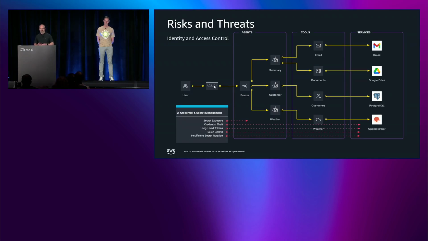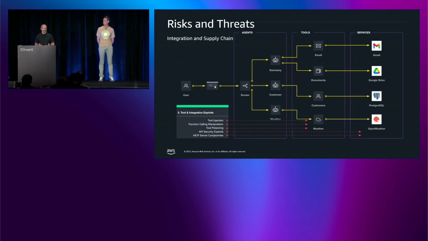If we look at credential and secret management, secret exposure and theft is a huge one. And there still exists a major issue with long-lived credentials. So if you're not rotating the credentials, they're hard-coded, you've got a lot of sprawl, and the more sprawl you have, the more vulnerabilities you have.